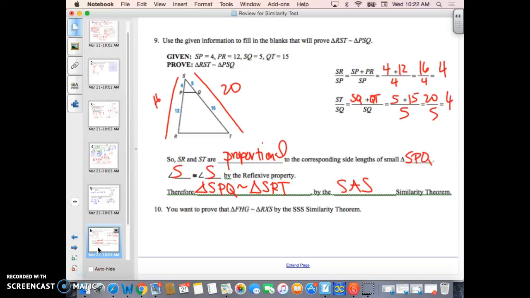And then it says you want to prove that triangle FHG is similar by the SSS similarity theorem. So you're going to have a series of side lengths that you're going to have to prove are proportional. And you just had to fill in the blanks for this one.